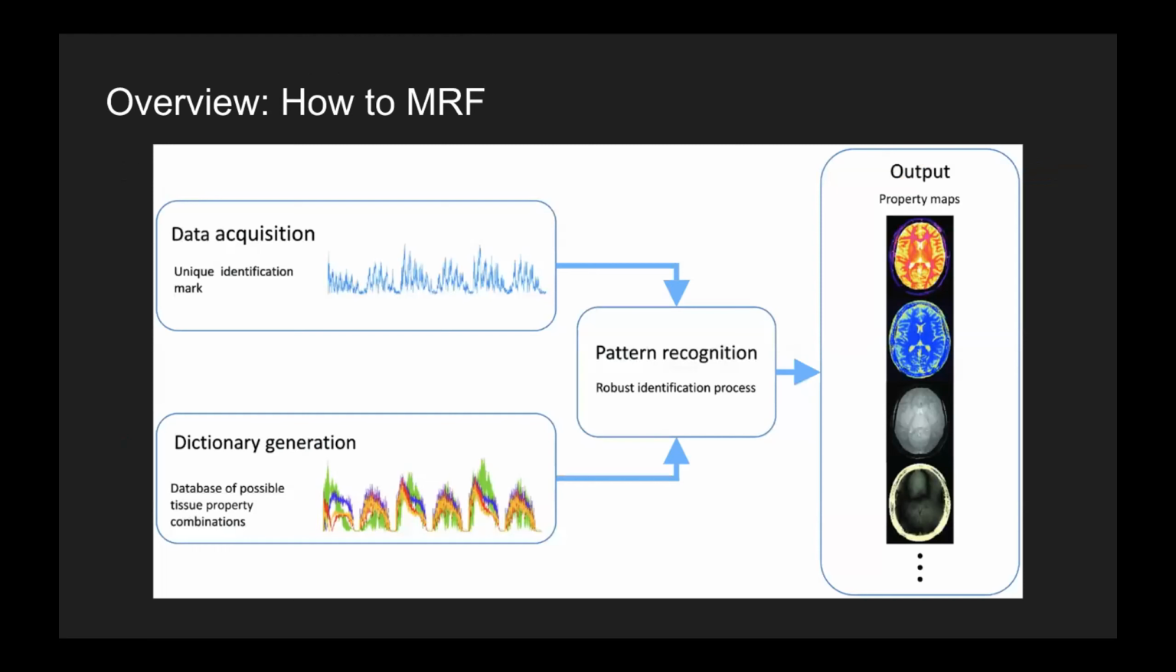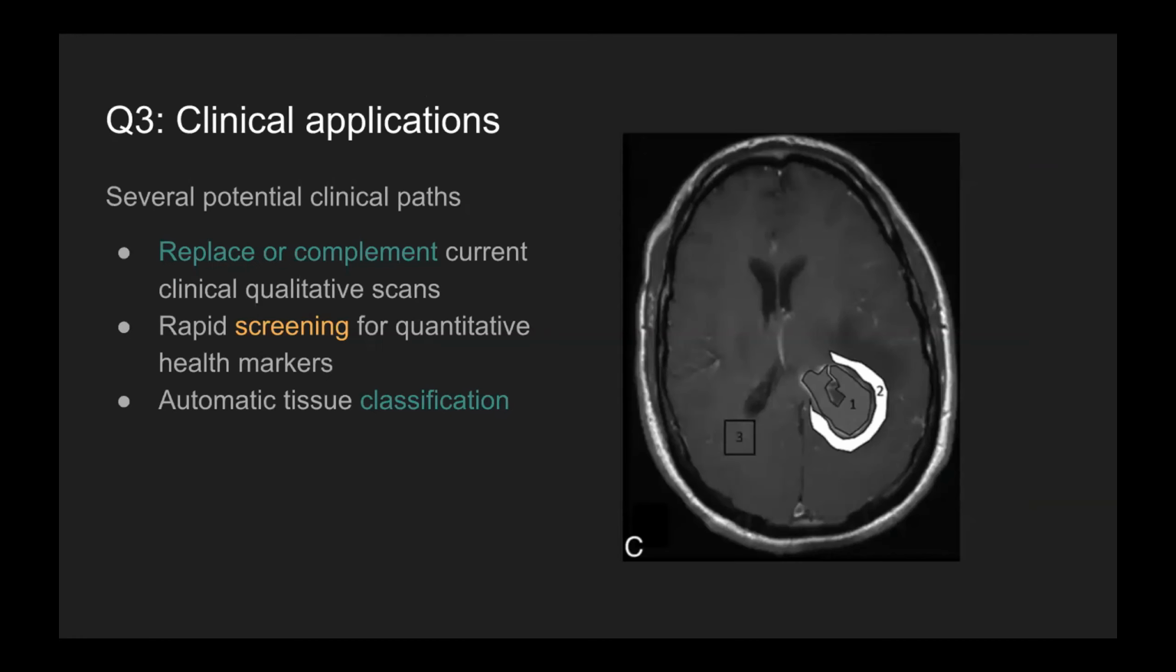So now we've covered basically all of the details of how MRF works. Here is a picture of the overview. First we do the acquisition, and we said that we used a random set of acquisitions. Then we generate the dictionary in simulation, and then we match those two things together using some kind of algorithm. And after the matching, we are able to get these quantitative maps. So I'm going to pass it over to Mark now, who's going to talk about different clinical applications.